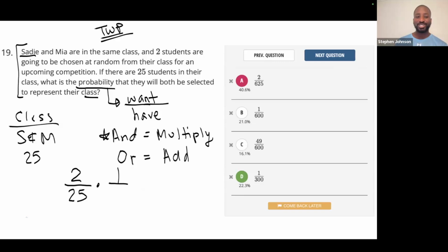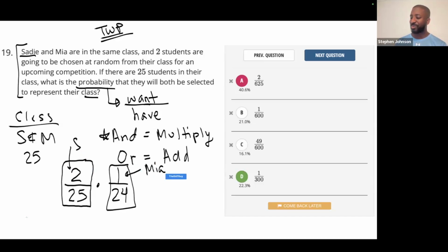But there's a big difference here as well. Now that I've already chosen one of them in the first probability, there are now only 24 students left for the second probability. And this is where most students make their mistake. After the first probability is a success, there are now 1 fewer students in the pool of my options. So if that choice ended up being Sadie, well, now when it comes to choosing Mia, right?